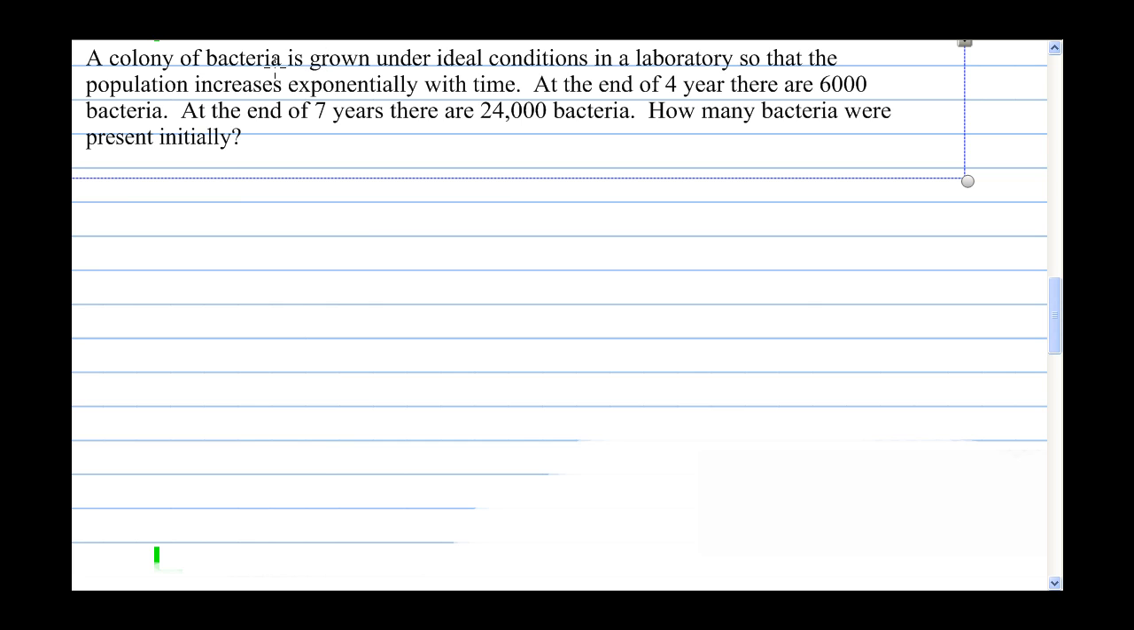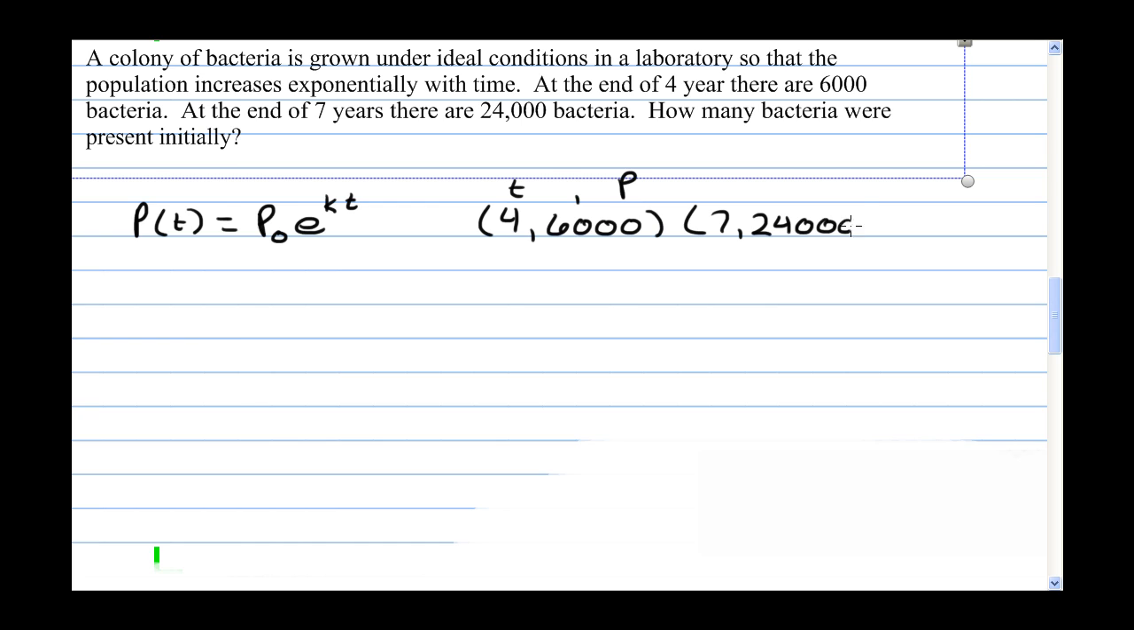A colony of bacteria is grown under ideal conditions in a laboratory so that the population increases exponentially with time. At the end of 4 years, there are 6,000 bacteria, and at the end of 7 years, there are 24,000 bacteria. How many bacteria were present initially? So we're using exponential growth, so we have P of t equals the initial amount e to the kt. They give us 2 points, time, comma, population: at the end of 4 years, there are 6,000, and at the end of 7 years, there are 24,000.